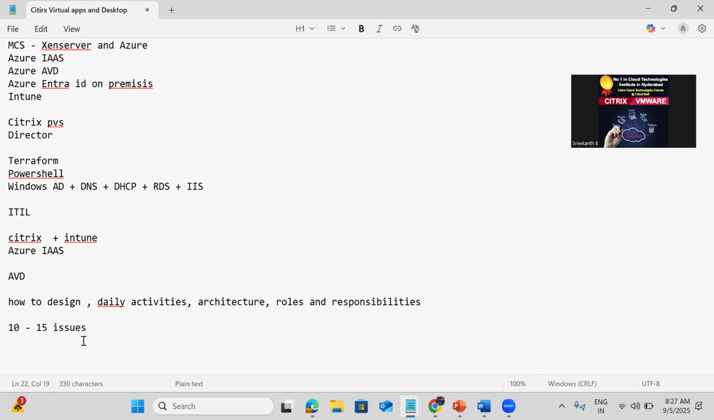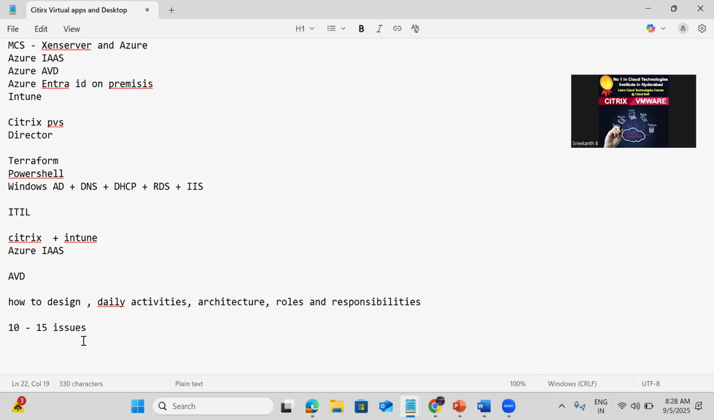And these are the roles and responsibilities. These issues I got. Prepare some notes. These issues I have resolved. In the job, you may get the same issues repeatedly. So if you prepare this, you can very easily clear the interview.